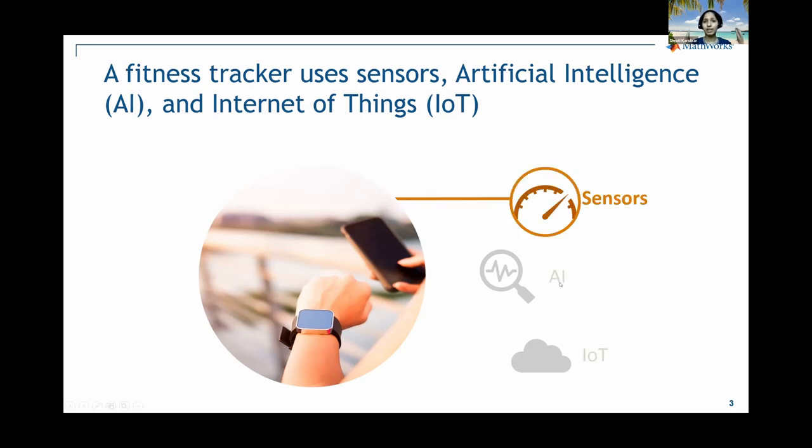First, we need to measure movement to build a fitness tracker. That's how we would be counting the number of steps that we take. And to measure movement, we are going to require some sensors. Now, all our mobile devices have lots and lots of sensors in them. We are going to use one such sensor. This sensor is going to provide input data for our application.